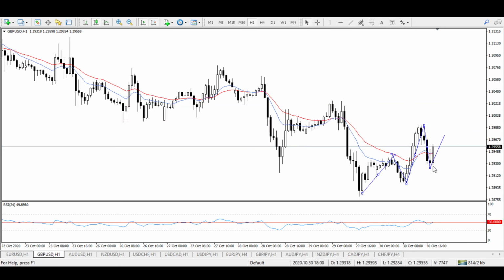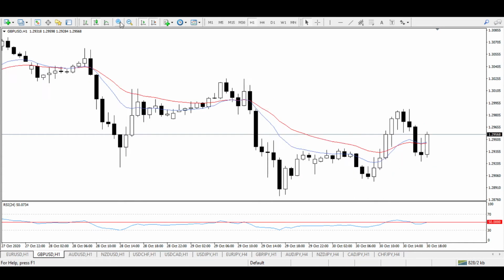So this is the third wave. This was the first, this was the second, and this is the third. This is the beginning of the third leg, and that is where we can take our buy entry. So let me delete all these lines to make the chart look clutter free, and let's look at other criterion.